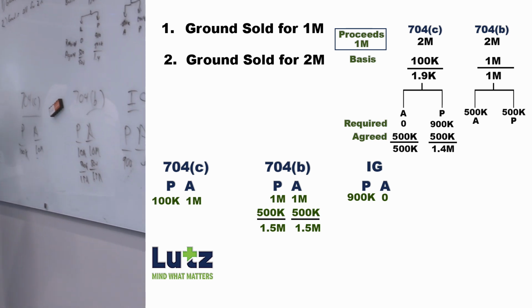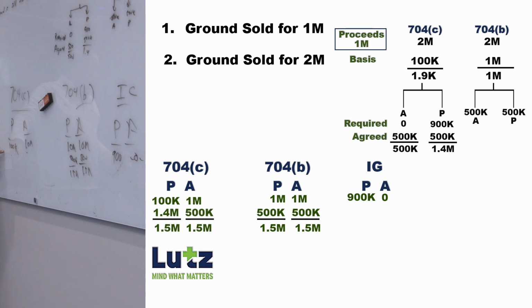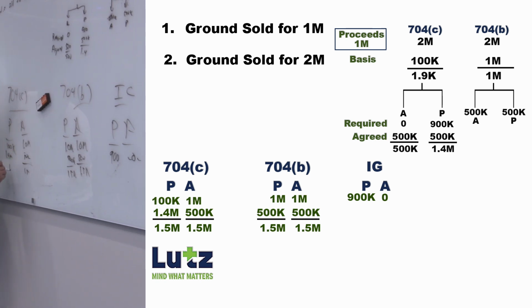Okay. How much 704C income goes to Pete? 1.4 million. How much goes to Aaron? 500. I see.